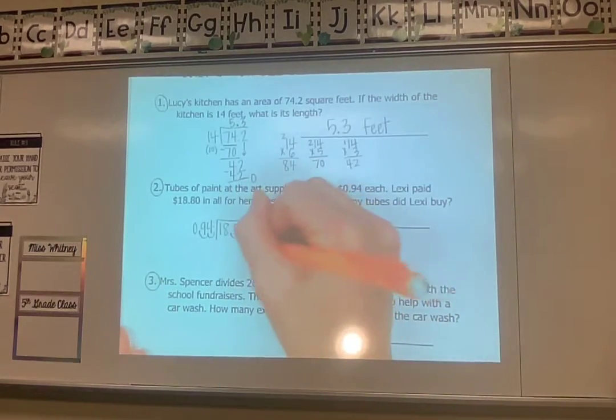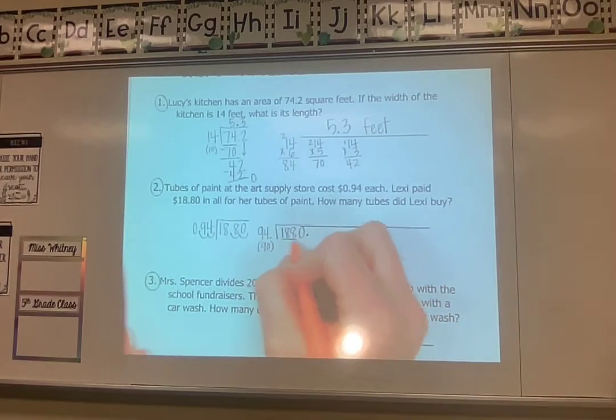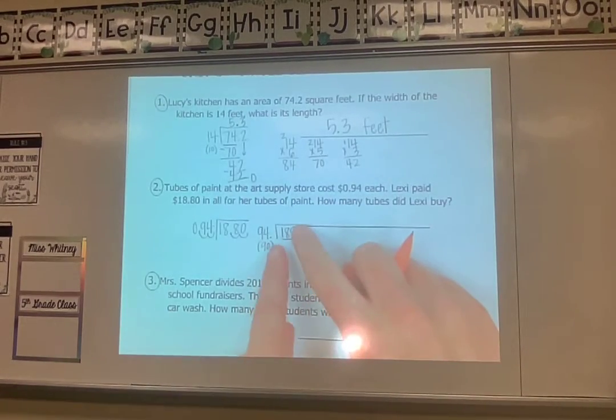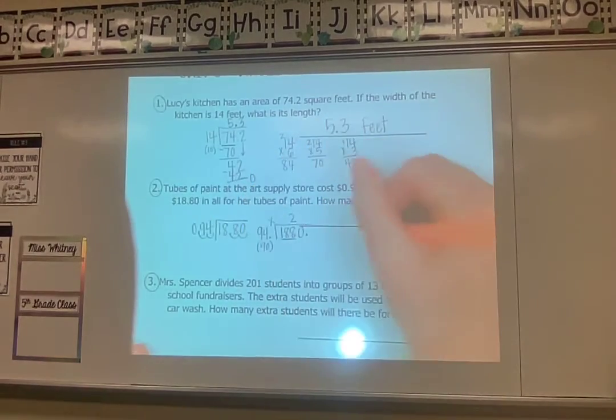94 is going to round to 90, and then inside the house, I'm going to start with 188. Covering up my back numbers, 9 into 18 would be a 2. Then I need to multiply 94 times 2.